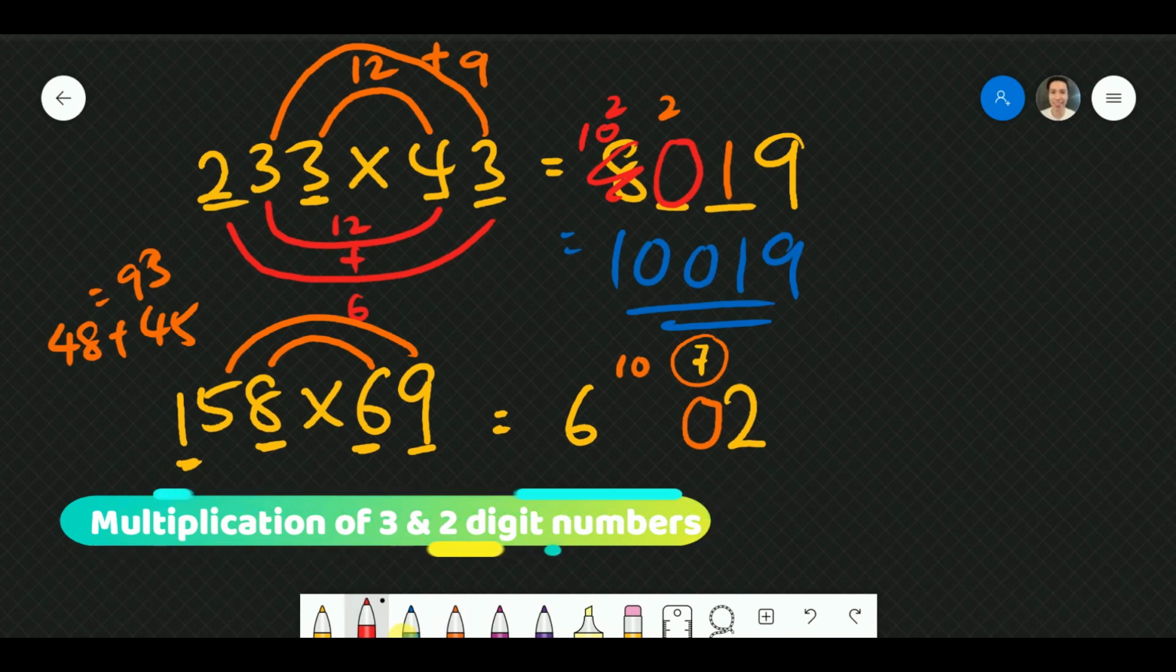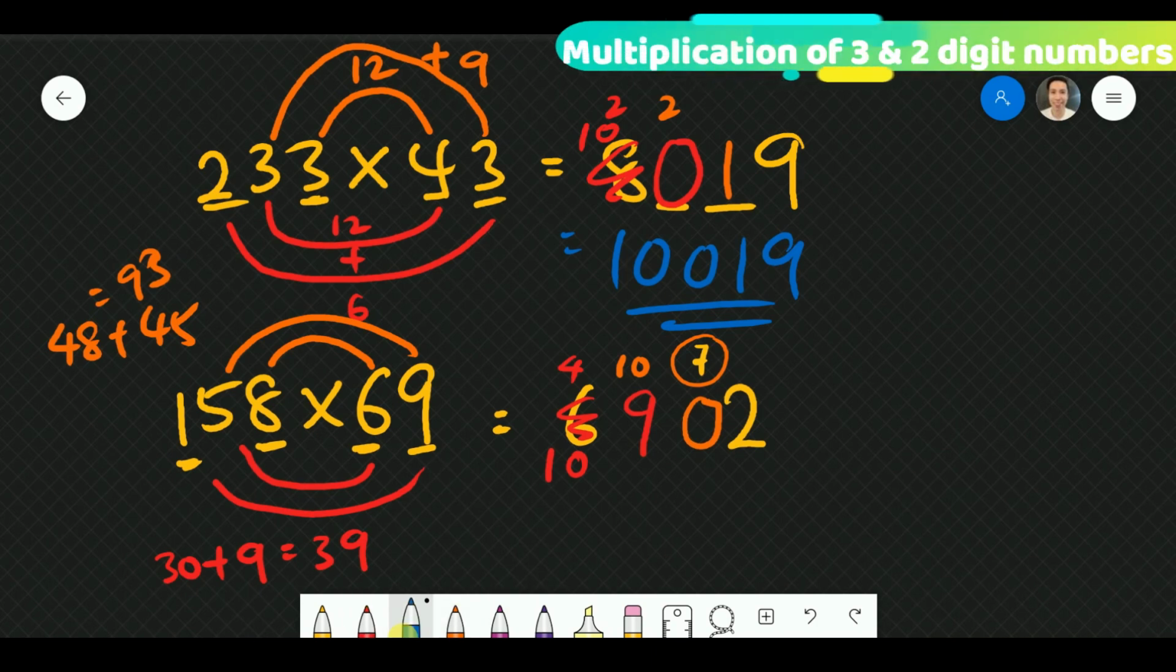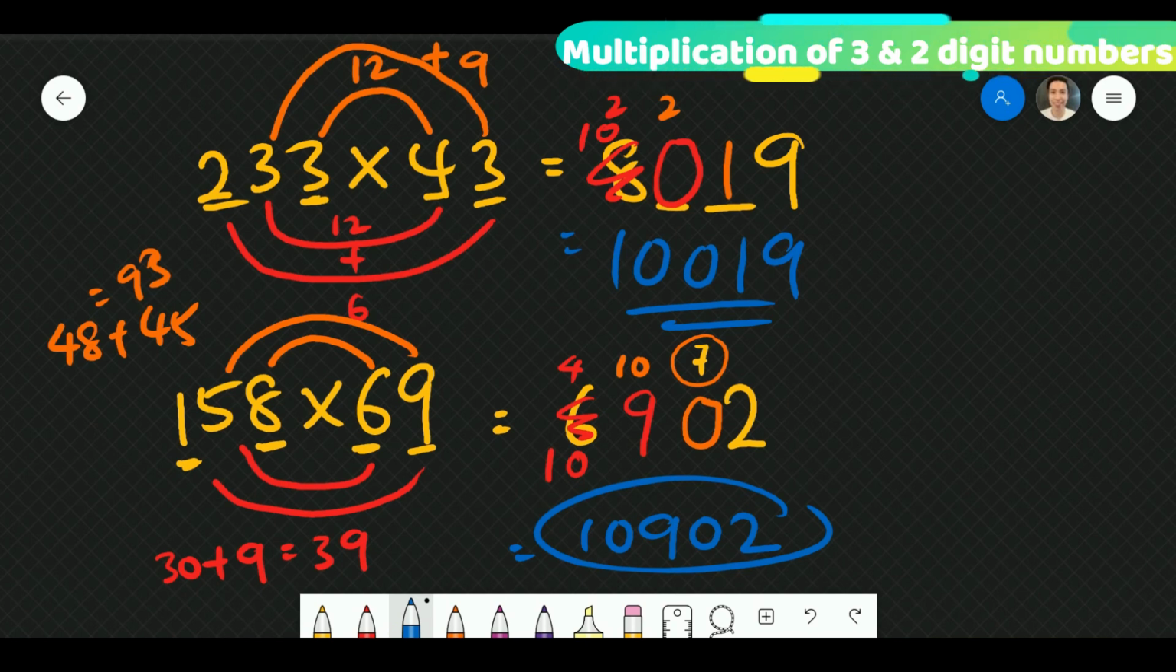Next, this 6, you move to 5 here. So 6 times 5 is 30. Meanwhile, 9 times 1 here is 9. So 30 plus 9 is 39. 39 then plus 10 will give you 49, right? So you just write 9 here and then you put 4 on top. So eventually you take 4 plus 6, then it will give you 10, right? So your final answer will be 10,902. Alright?